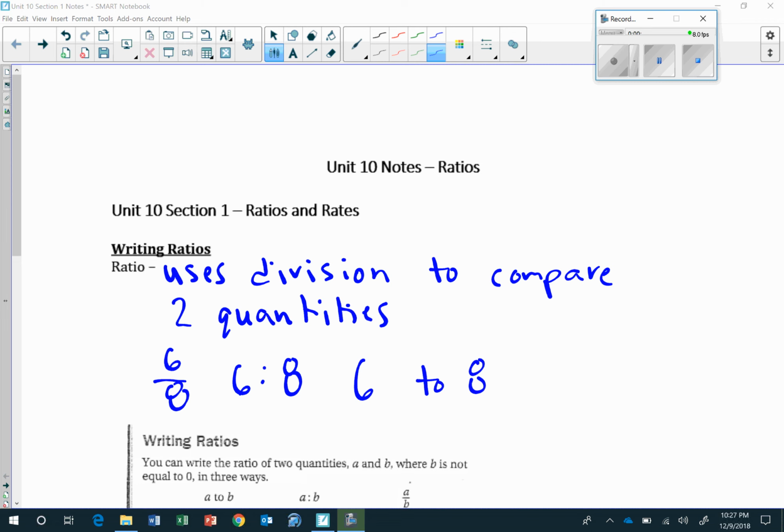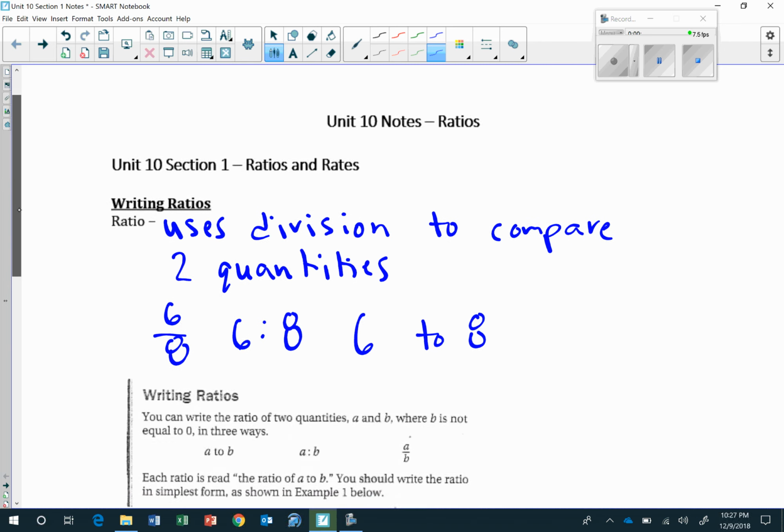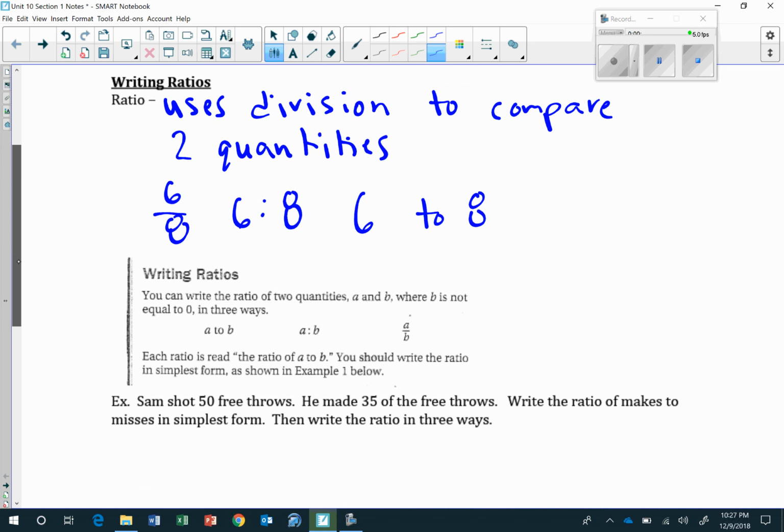So if we're going to have the two quantities 6 and 8, we could write those as a ratio three different ways. We could write it as a fraction, 6 over 8. We could write it with a colon, and that's read 6 to 8. Or we could write it with the actual word "to" and have 6 to 8 that way. But again, we're just taking two quantities and using division to compare them.